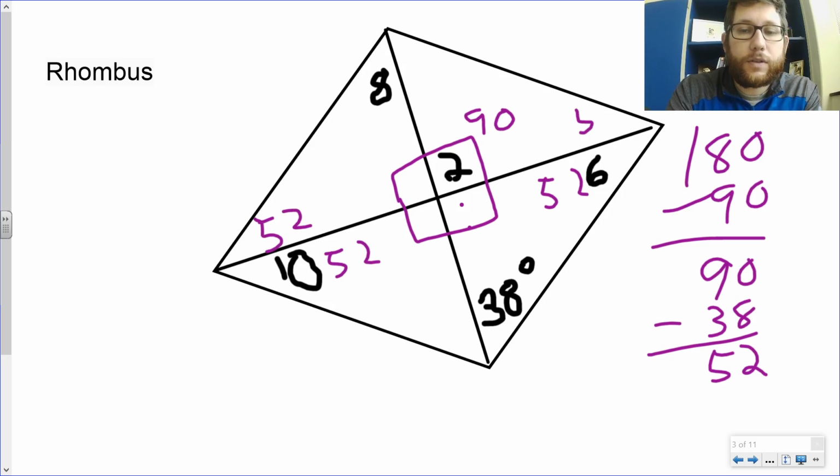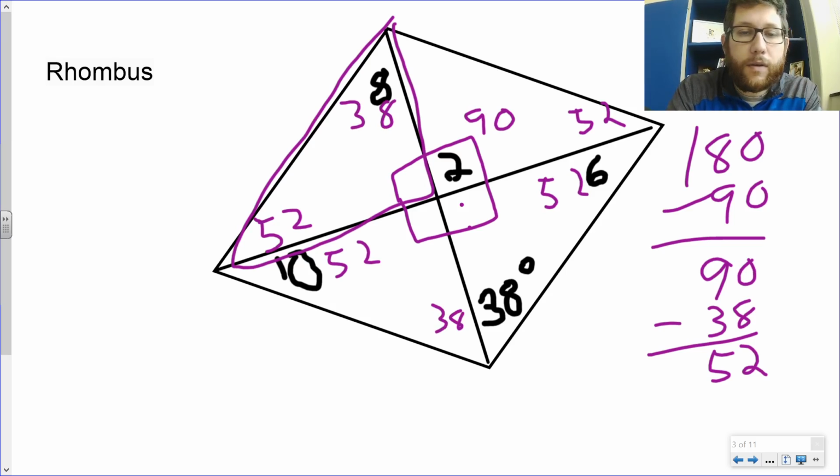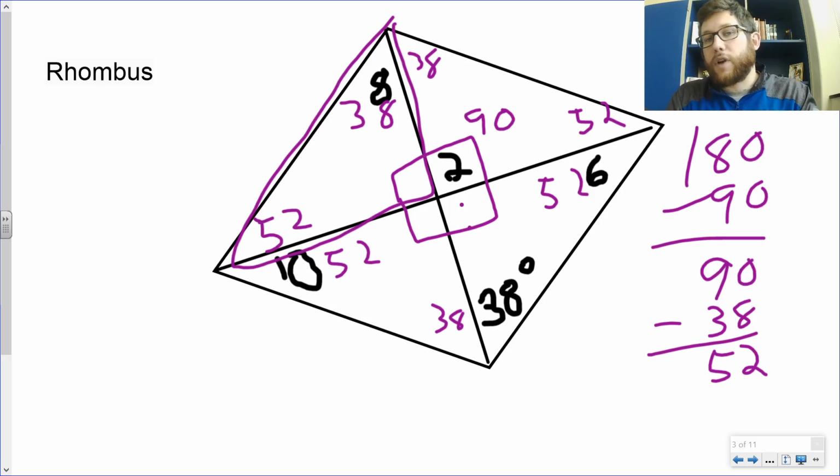52 and 52. But wait a second, this triangle right here, that's the same as this triangle. It's the same as all the other triangles. So if that's 52, this guy's going to be 38. That's coming from down here. So I've got 38, 38, 38, 38. So you actually only end up with really 3 different angles when you've got both your diagonals and rhombuses. So it actually makes it a little bit easier as long as you remember to add the 90.